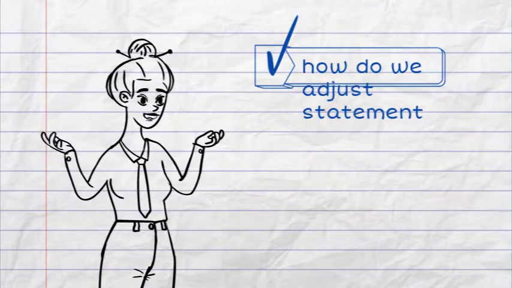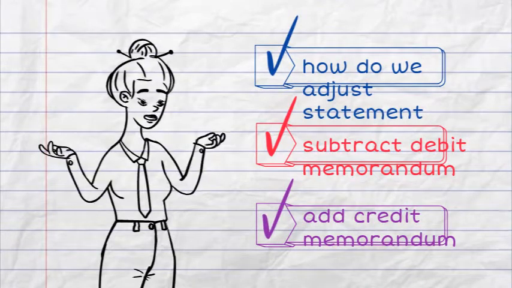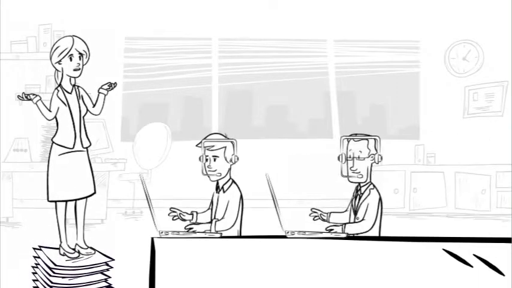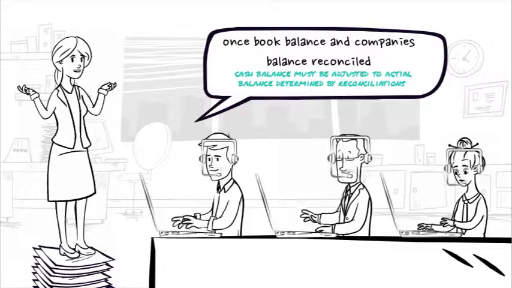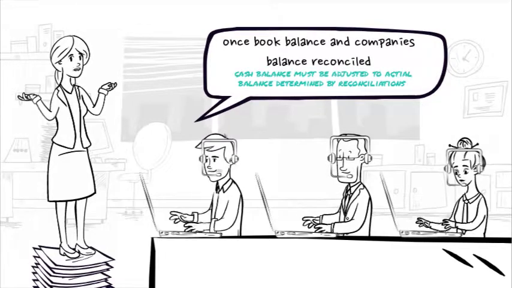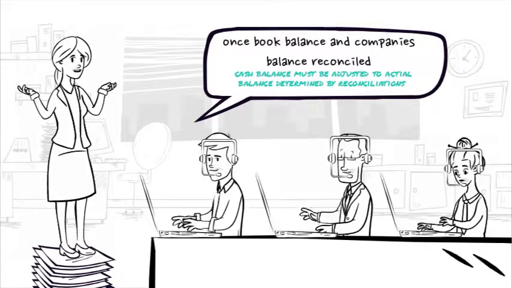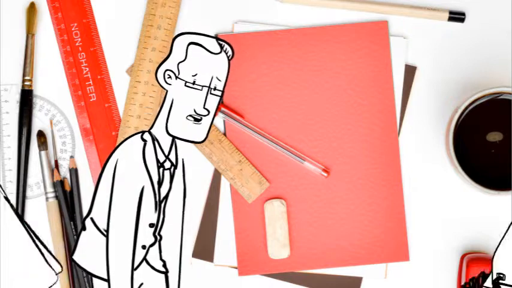Step 3. Finally, adjust the cash balance. Once the bank balance and the company's book balance have both been reconciled, the company's cash balance must be adjusted to the actual cash balance determined by the reconciliations. The third step is to record journal entries necessary to adjust the company's book balance to the actual cash balance. These journal entries are based on the credit and debit memoranda and errors identified during the reconciliation of the company's balance. All in all, here's what happens.